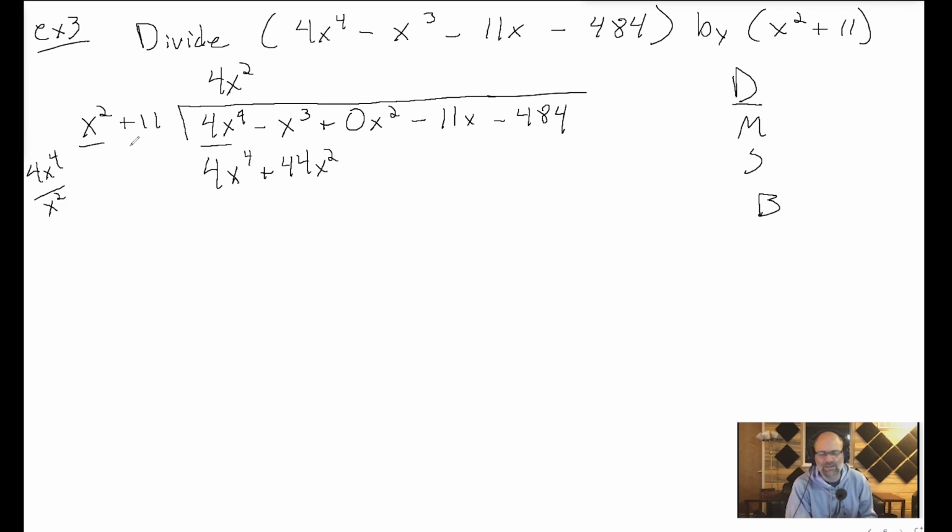What probably would have been cleaner, and this is not what this book does, and you don't really need to do it over here. You definitely need to do it over here, but not over here. I should have said x squared plus 0x plus 11. If I did that, then this would have looked a lot different. It would have looked like this. 4x squared times x squared is 4x to the fourth. 4x squared times 0x is 0x cubed. Well, actually, it would just be 0. And then 44x squared. So you could have just put a 0 there. And then now they're lined up nicely.